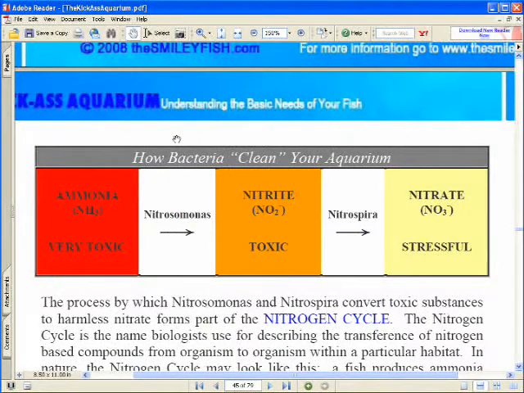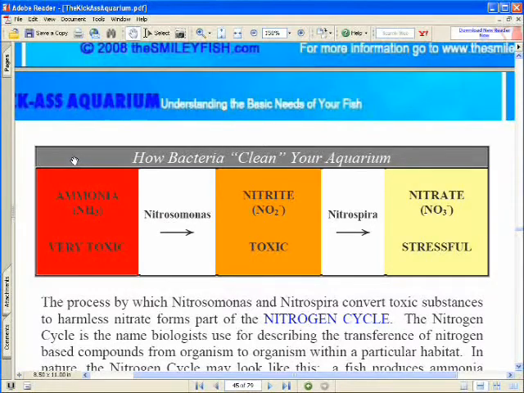Biofiltration is the most important filtration form. In Chapter 4 I discuss mechanical and chemical filtration, and these two filtration forms are fairly simple to understand, so you can go ahead and read about those. Biofiltration, again, is more important, and it's actually a little more complicated.